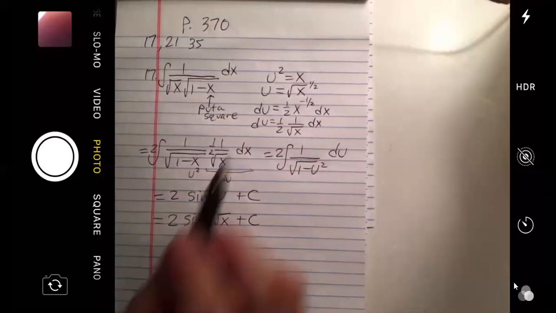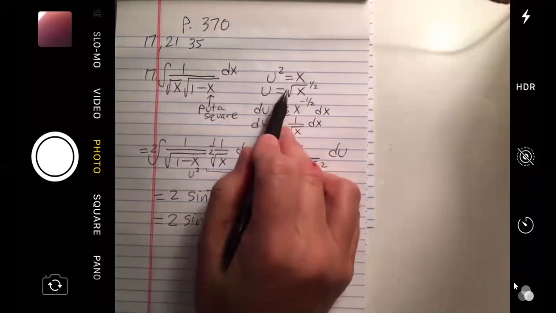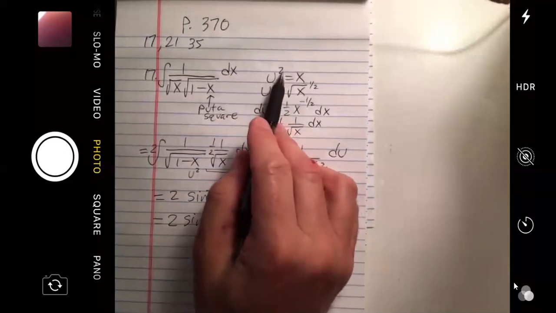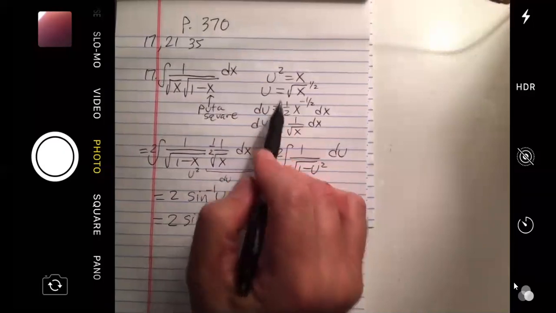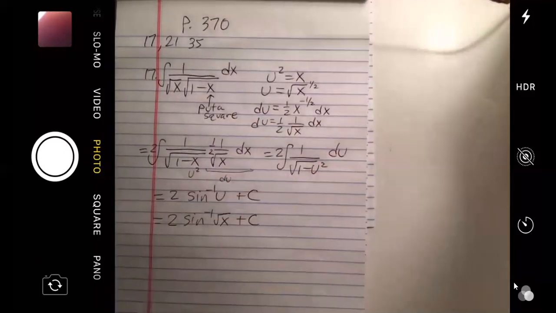This kind of pattern on the substitutions is going to occur a lot in this section. Start off with u squared, then a u with a square root, then the derivative du. And then you sub in. And it should work out one of those three forms, an arcsine form, arctangent form, or arcsecant form.